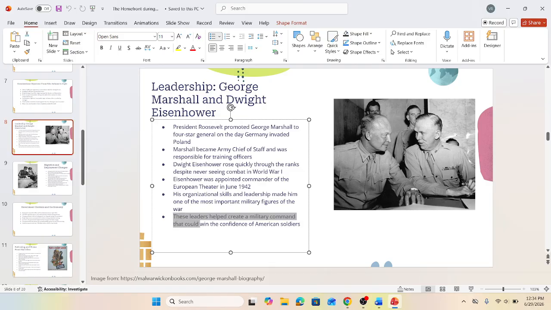So these leaders and others created military commands that could win the confidence of American soldiers, right? Strong, confident, communicative, and skilled leaders made all the difference in the war.